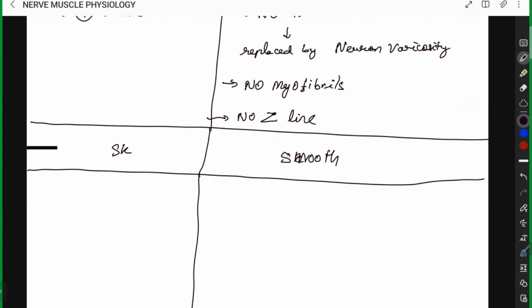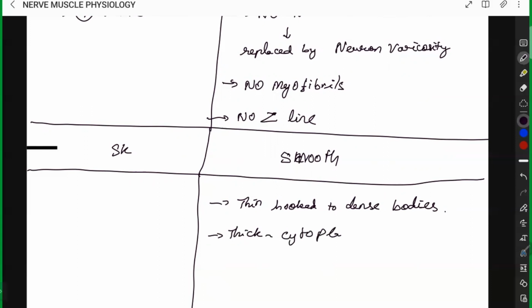If there is no Z line, where are the thick filament and thin filament? Remember, your thin filament is hooked to the dense bodies. And where is your thick filament? The thick filament is present in the cytoplasm. Because of this, there is no Z line and no M line.